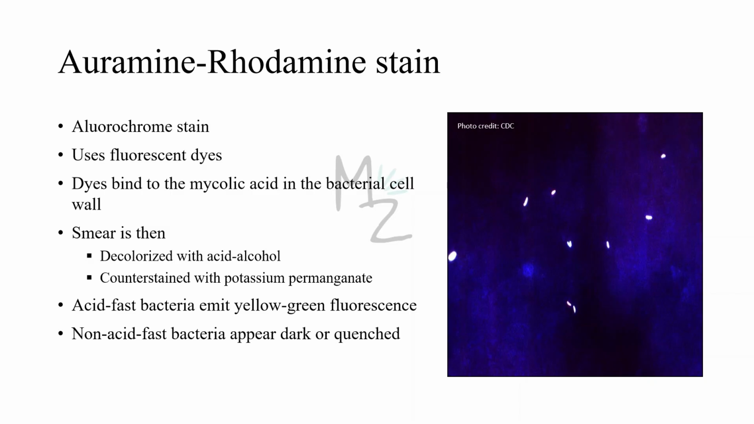The other dye is auramine-rhodamine stain. It's a fluorochrome stain. Instead of carbolfuchsin, fluorescent dyes are used in this staining method. These dyes bind to the mycolic acid in the bacterial cell wall. Smear is then decolorized with acid alcohol, and after that, it's counterstained with what? Potassium permanganate, not with methylene blue, as was done in normal acid-fast staining. The acid-fast bacteria will emit a yellow-green fluorescence, and non-acid-fast bacteria appear dark or quenched. As you can see in this picture, these bacteria emit a fluorescence, but here you cannot see clearly which color that is, but actually it's yellow-green color.